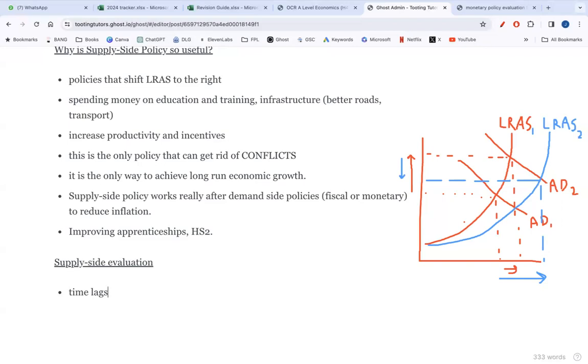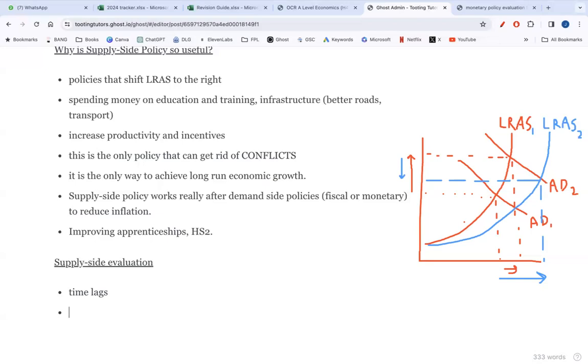If they offer apprenticeships, people will take 5 years or 3 years or 2 years to do the apprenticeship, so it's not going to benefit anyone for at least 2 more years. So the first and obvious downside is the time lag. It won't fix anything quickly. If there's inflation now, I should have done supply side policies 2 or 3 or 4 years ago.